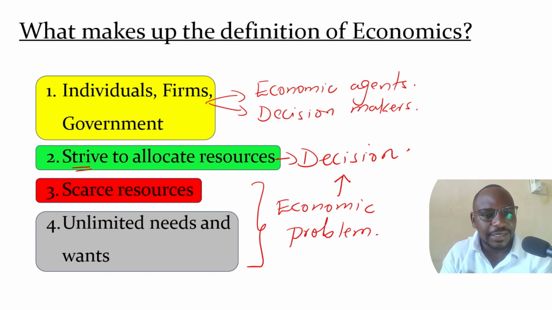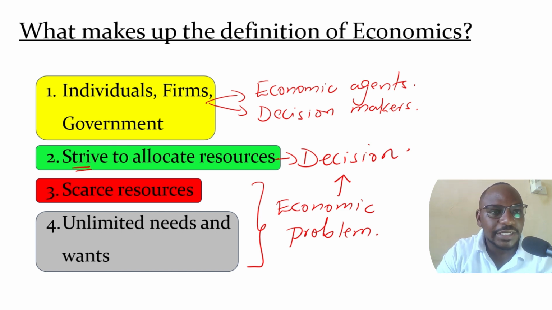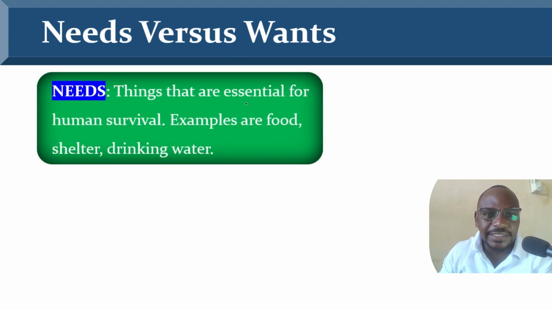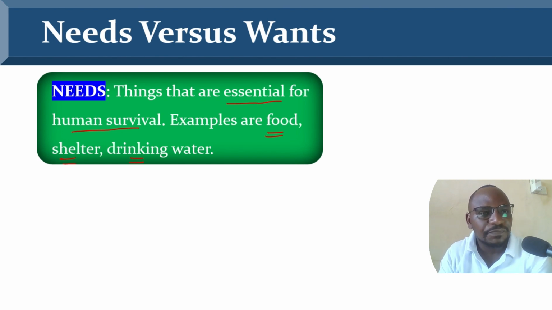Going forward, let's dive into more detail. What are these things we are calling needs and wants? Interestingly, they are not the same. They don't mean the same. So, a need: these are things that are essential for human survival. Think about the things you need to survive. You need some food, that is very true. You need some shelter. You need some drinking water. This brings us to the basic needs, or the things which you need to survive.